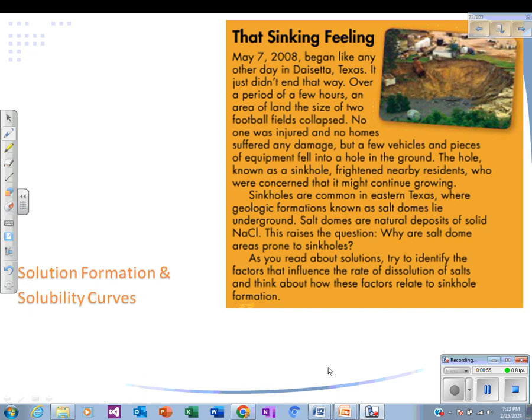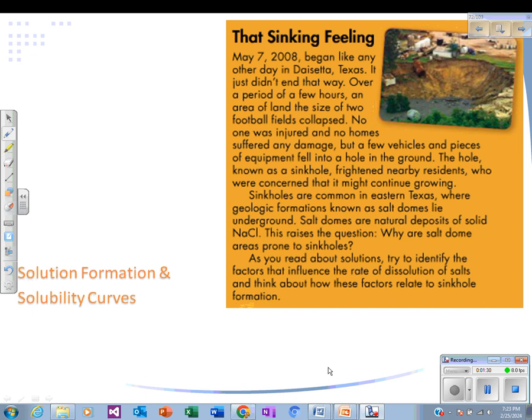A lot of y'all have seen these on TV, in certain 911 episodes and things like that, or you have heard about it before. It frightened a lot of the residents, and they were concerned that it might continue to grow. They are very common in eastern Texas, where there are geological formations known as salt domes, which lie underground. Those salt domes are natural deposits of really just sodium chloride.